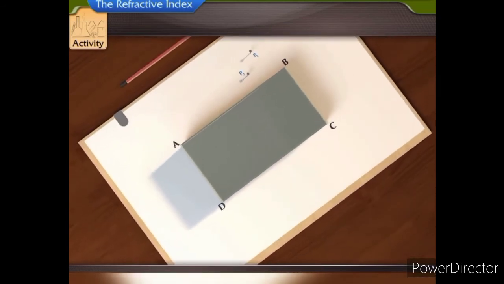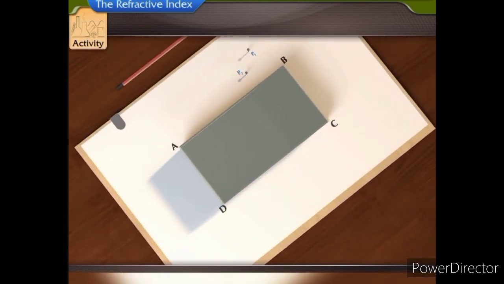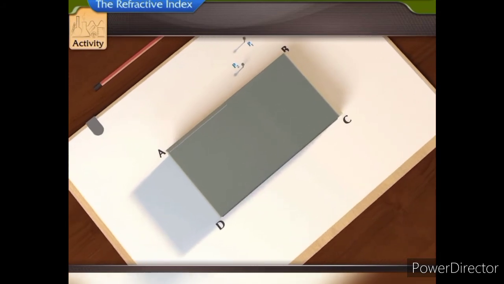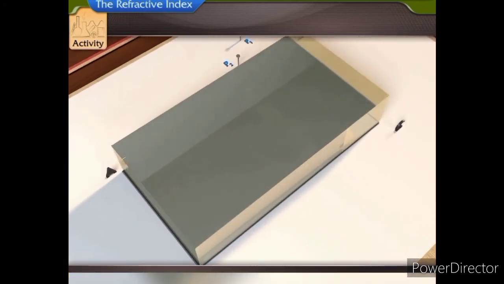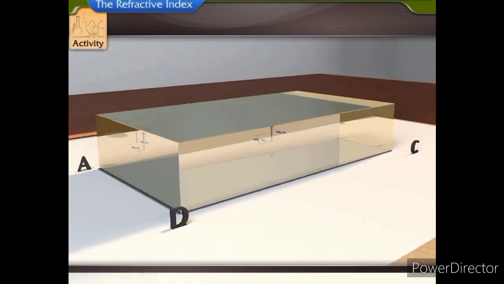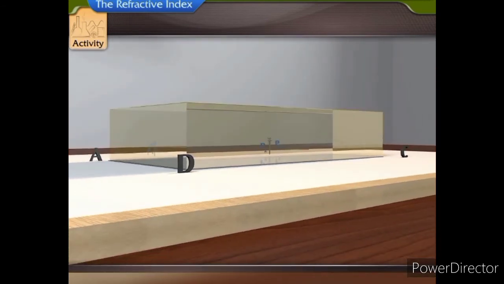Fix two pins, P1 and P2, on the side of AB of the plastic slab so that the pins are vertical and the line passing through P1 and P2 meet the slab obliquely. Observe the pins from side CD of the plastic slab. Fix two pins, P3 and P4, in such a way that they cover the images of the first two pins, P1 and P2 respectively. Now all four pins appear to be in the same straight line.